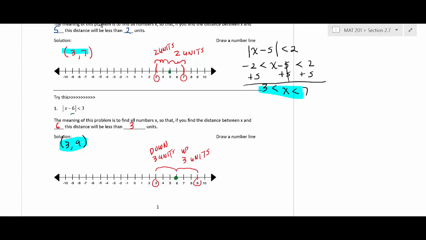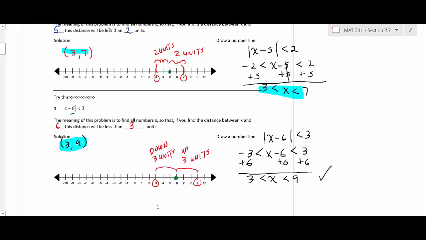And again, if you did this algebraically, |x - 6| < 3, you just put the x - 6 in the middle of 3 and -3, and then you can add 6 to each part, and that'll give 3 < x < 9, like we thought we would get.